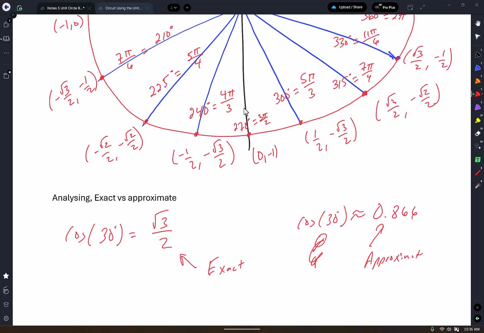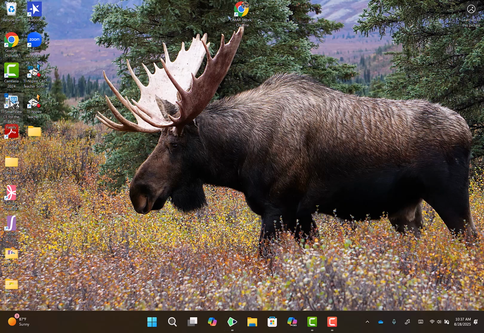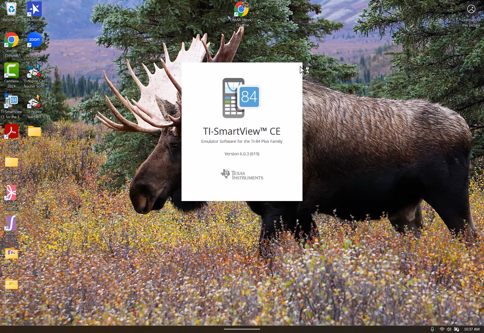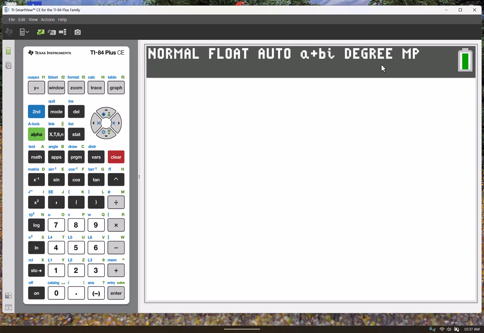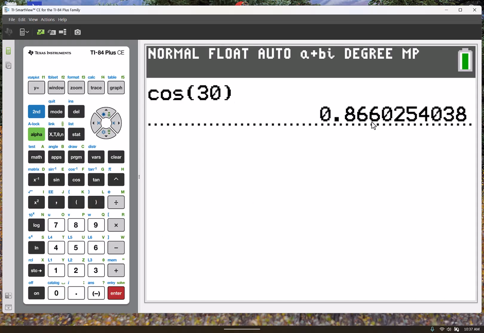Okay, so let me take out a calculator. It's okay if you don't have your calculators, guys. We don't need a calculator today. So check it out. I think I already have my calculator in degree mode because I was messing with it last time. Yeah, I do. So I'm going to put cosine of 30. I'm going to push enter. And I get that value, see?